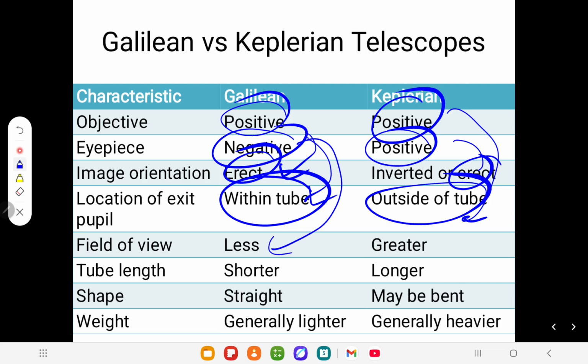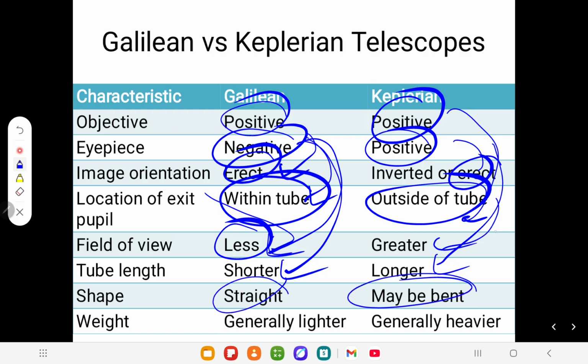Because the exit pupil is inside of the system, it has less field of view. Because the exit pupil is outside of the system, it has greater field of view. Tube length is shorter because of the negative lens, and tube length is longer because of the positive lens. Shape is straight or maybe bent, because if we need a prism to correct the inverted image to an erect image again, then sometimes when we use a prism, it may be bent.